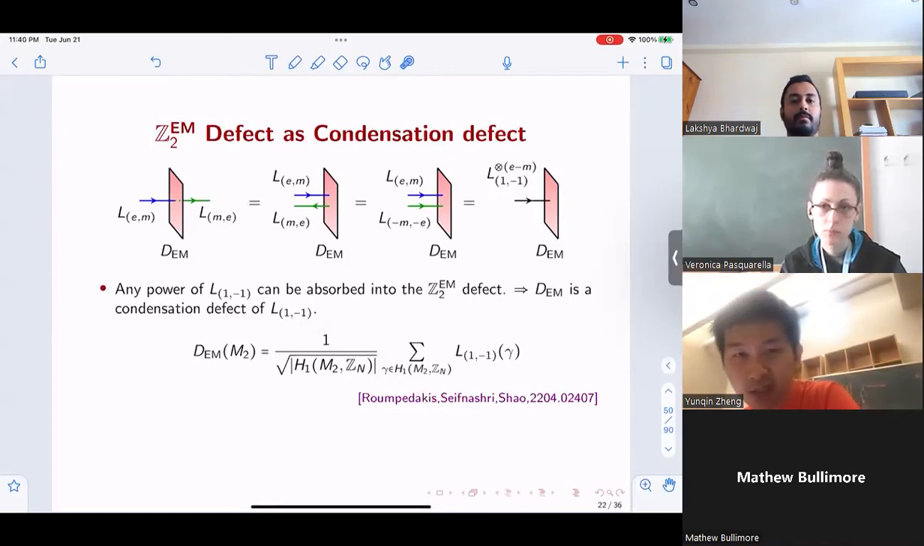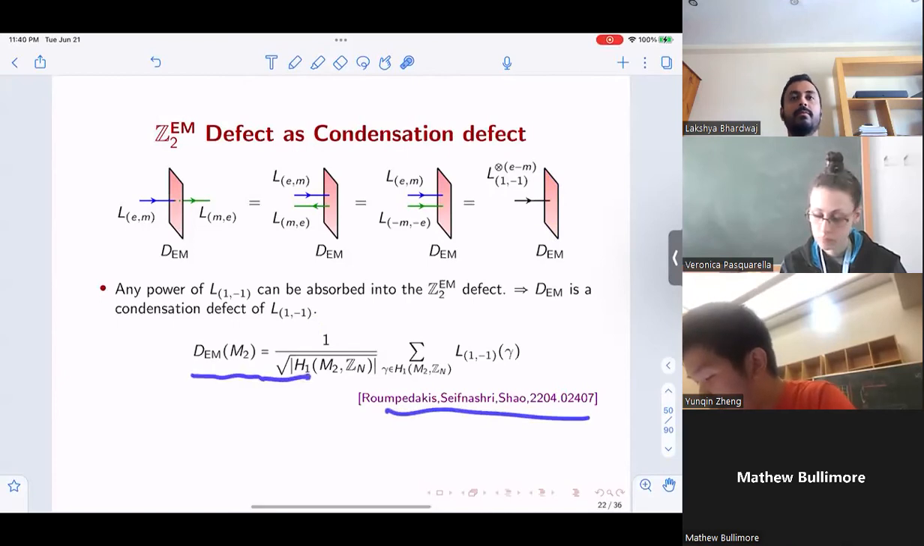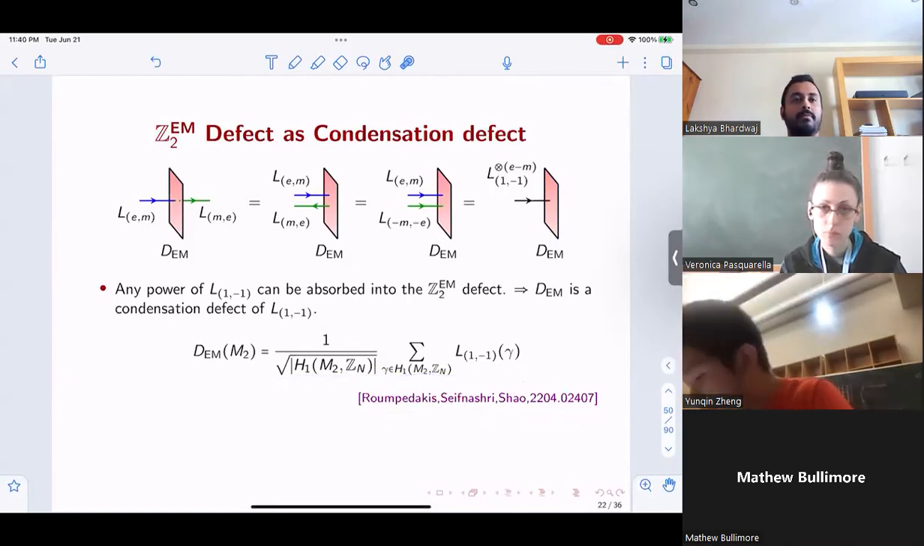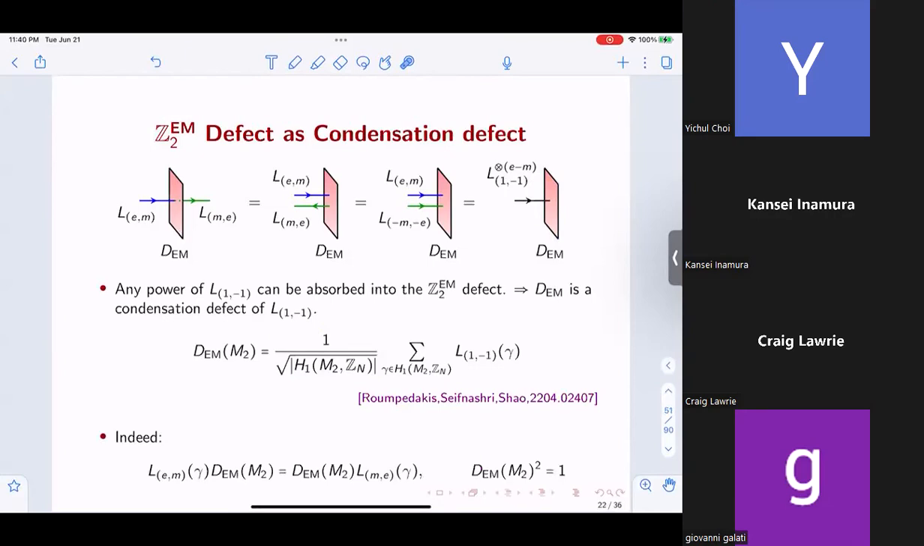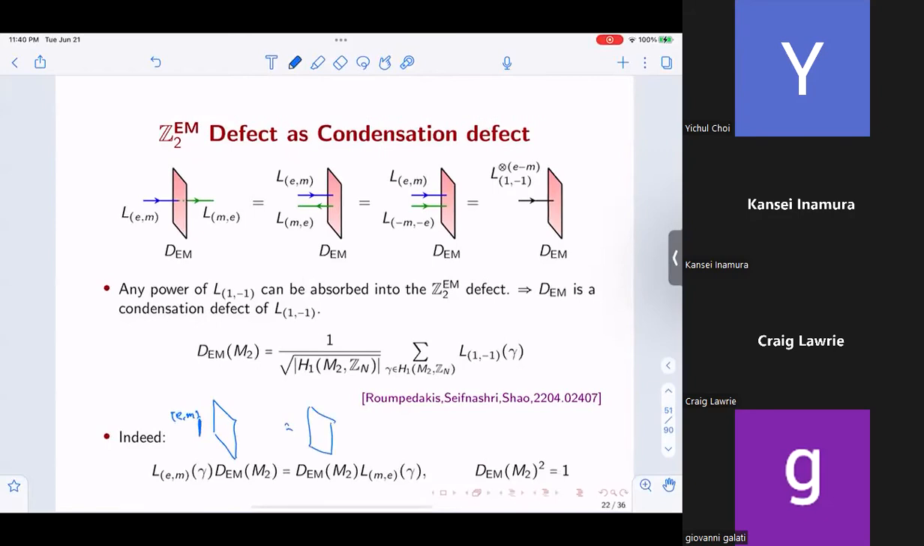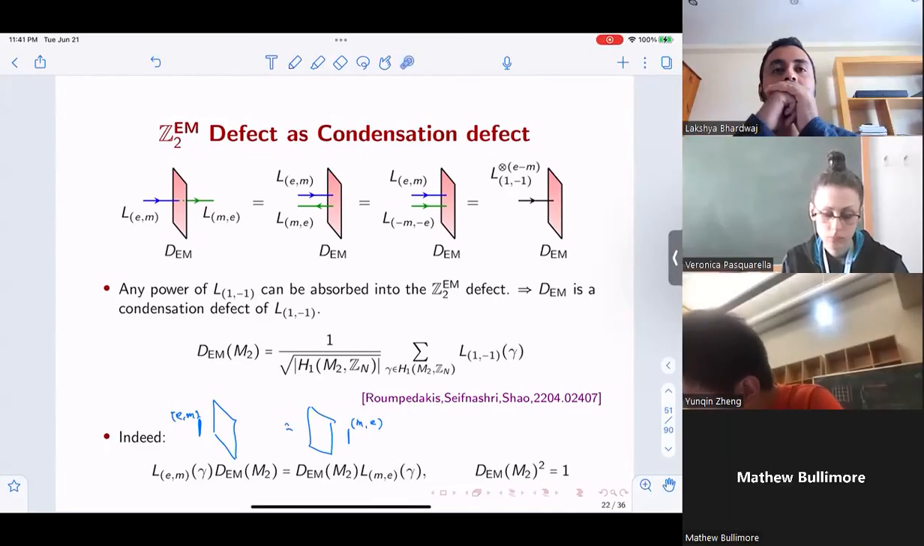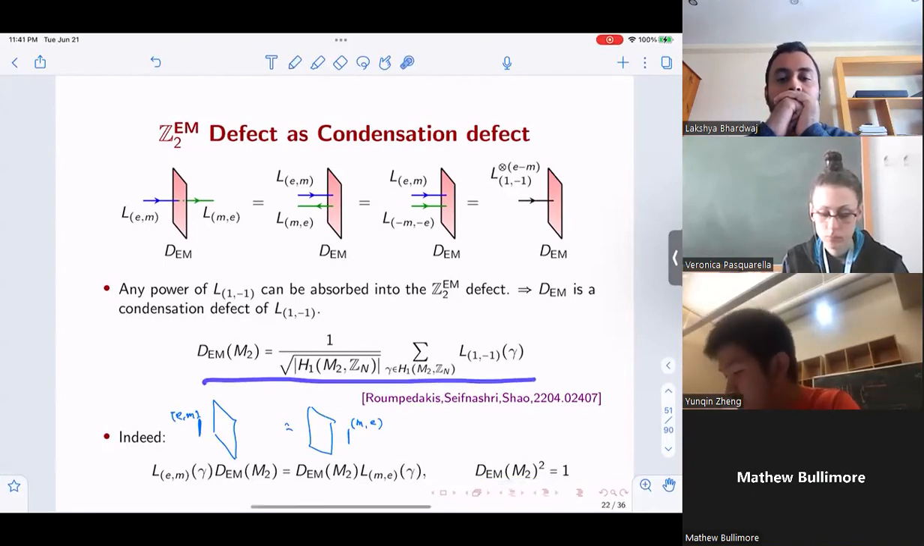Indeed, in this paper they have an explicit expression for this condensation defect. And one can check that when we do this parallel fusion of the defect, if we fuse this (E, M) line parallel to the defect, what we get is the (M, E) line fused with the same defect, but from the other side. We can also explicitly check that this condensation defect squares to the identity.